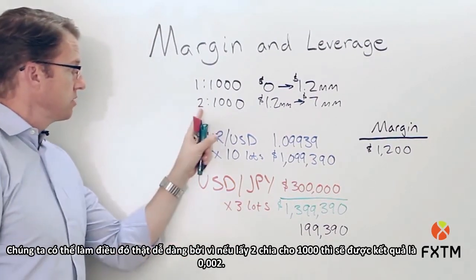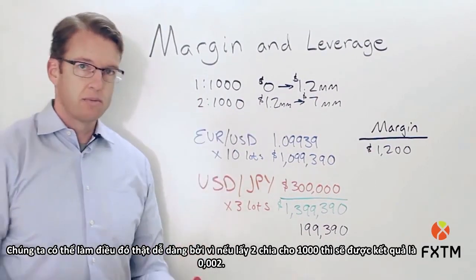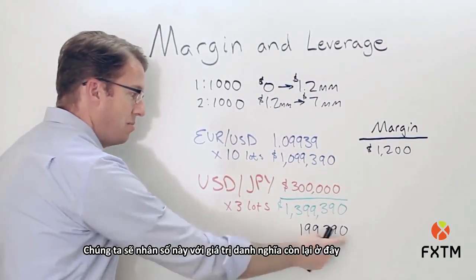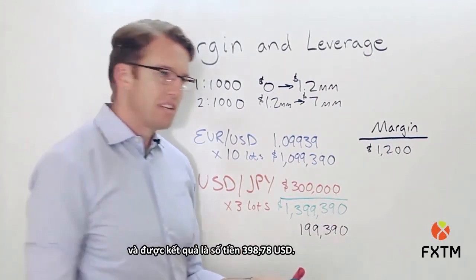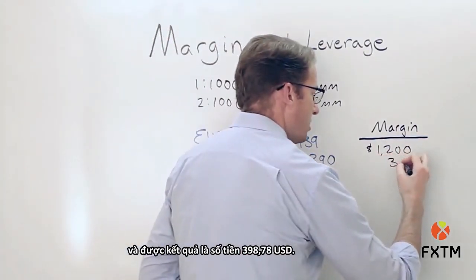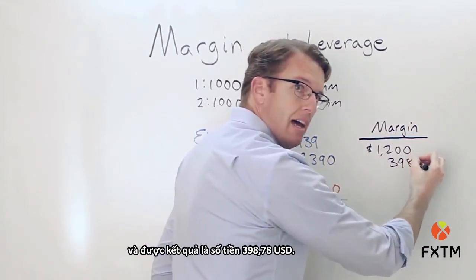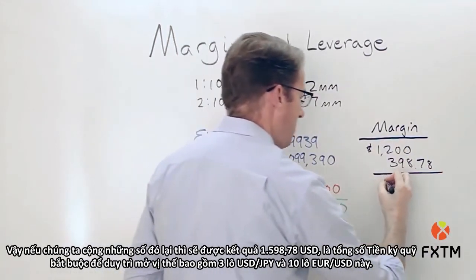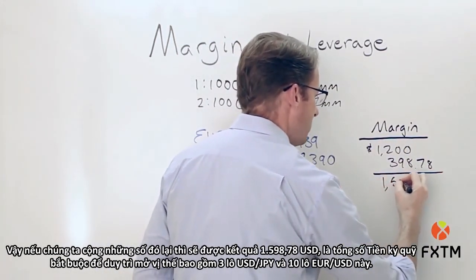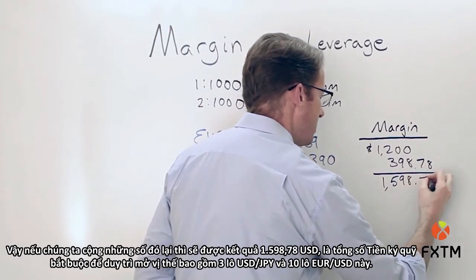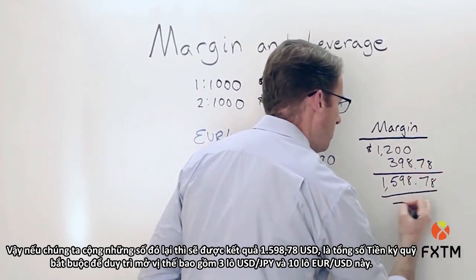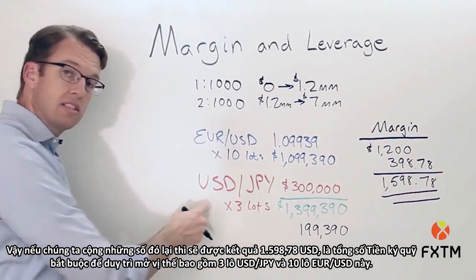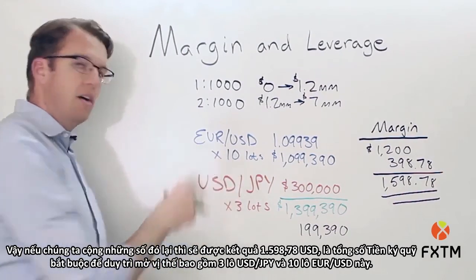So we'd have to do a little bit more calculation. Now we can do that easily, because if we take 2 divided by 1,000, then we get 0.002. So that's the number that we're going to times by our remaining notional value here. And that gives us an amount of $398.78. All right, so if we add those up, then I get $1,598.78 would be the total margin requirement to hold open this position that consists of 3 lots of the dollar-yen and 10 lots of the euro-US dollar.